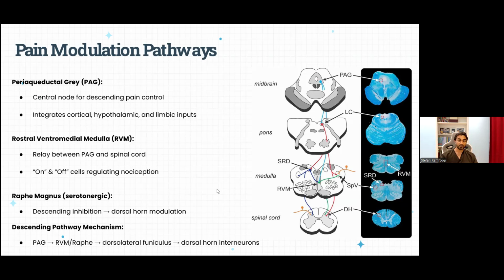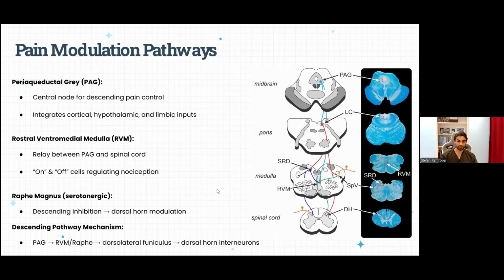This receives input from the cortical regions involved in attention and emotion, as well as the hypothalamus and amygdala. So its function is to integrate these signals and determine when pain should be amplified or suppressed, typically suppressing nociception during threat, stress, or any goal-directed behavior.